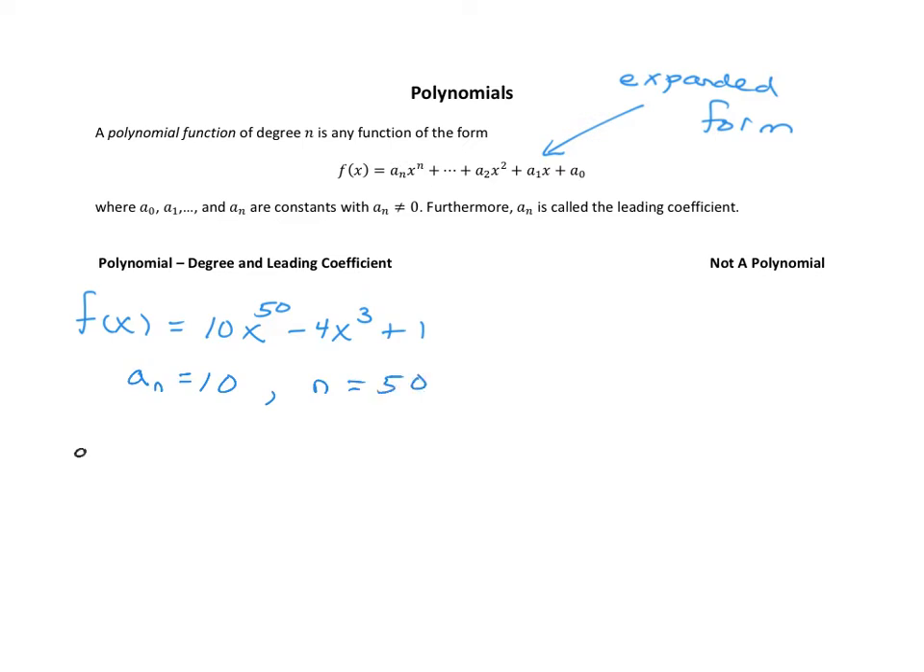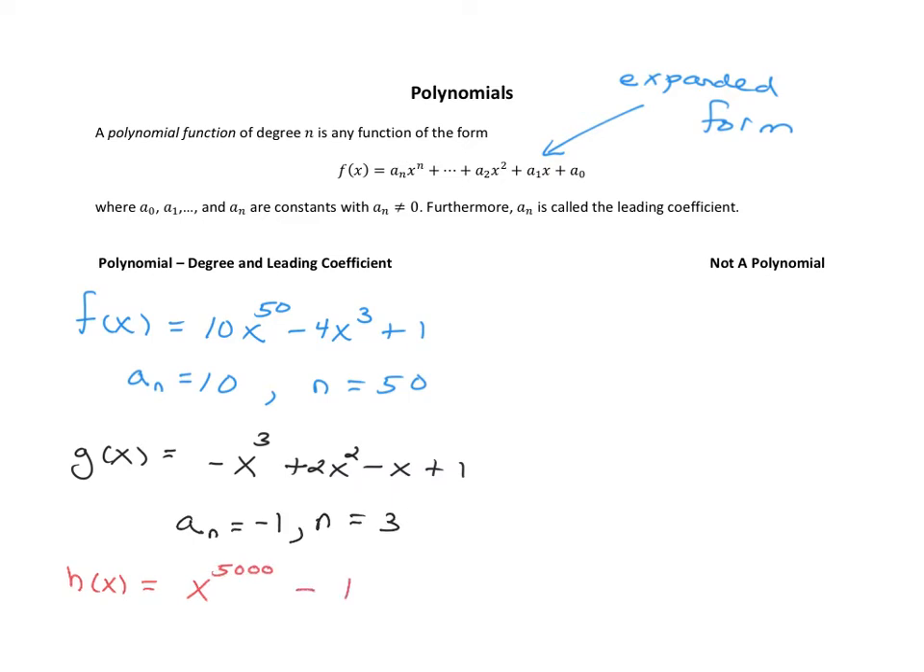Maybe another example would be something like, how about g of x is equal to negative x cubed plus 2x squared minus x plus 1. So definitely of smaller degree. In fact, the degree here is equal to 3, and the leading coefficient is equal to negative 1. How about one more? I'll call it h of x. That could be something like, how about x to the 5,000th power minus 1, also a polynomial. So here we have that a sub n is equal to 1. It's not written in here, but there is a positive 1. And the degree is 5,000.